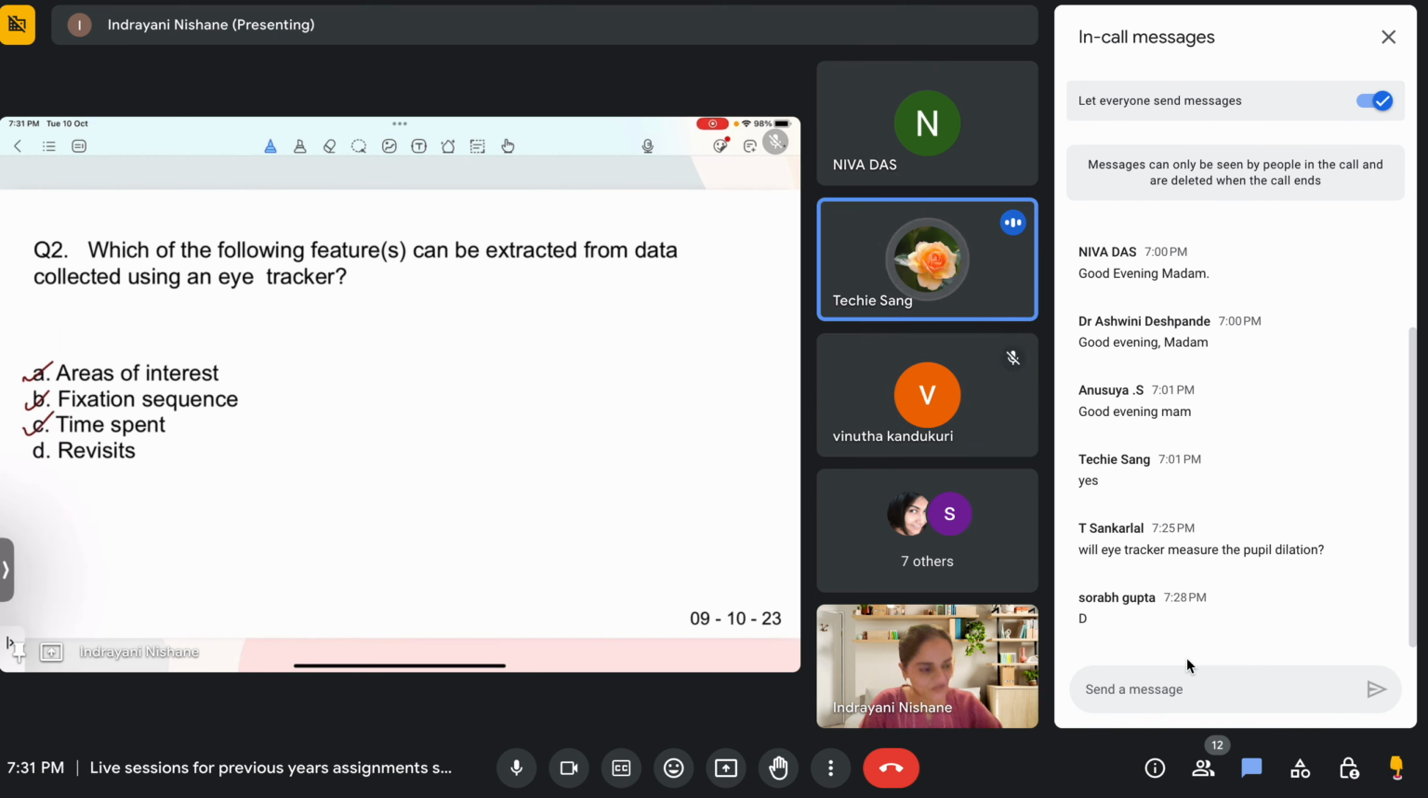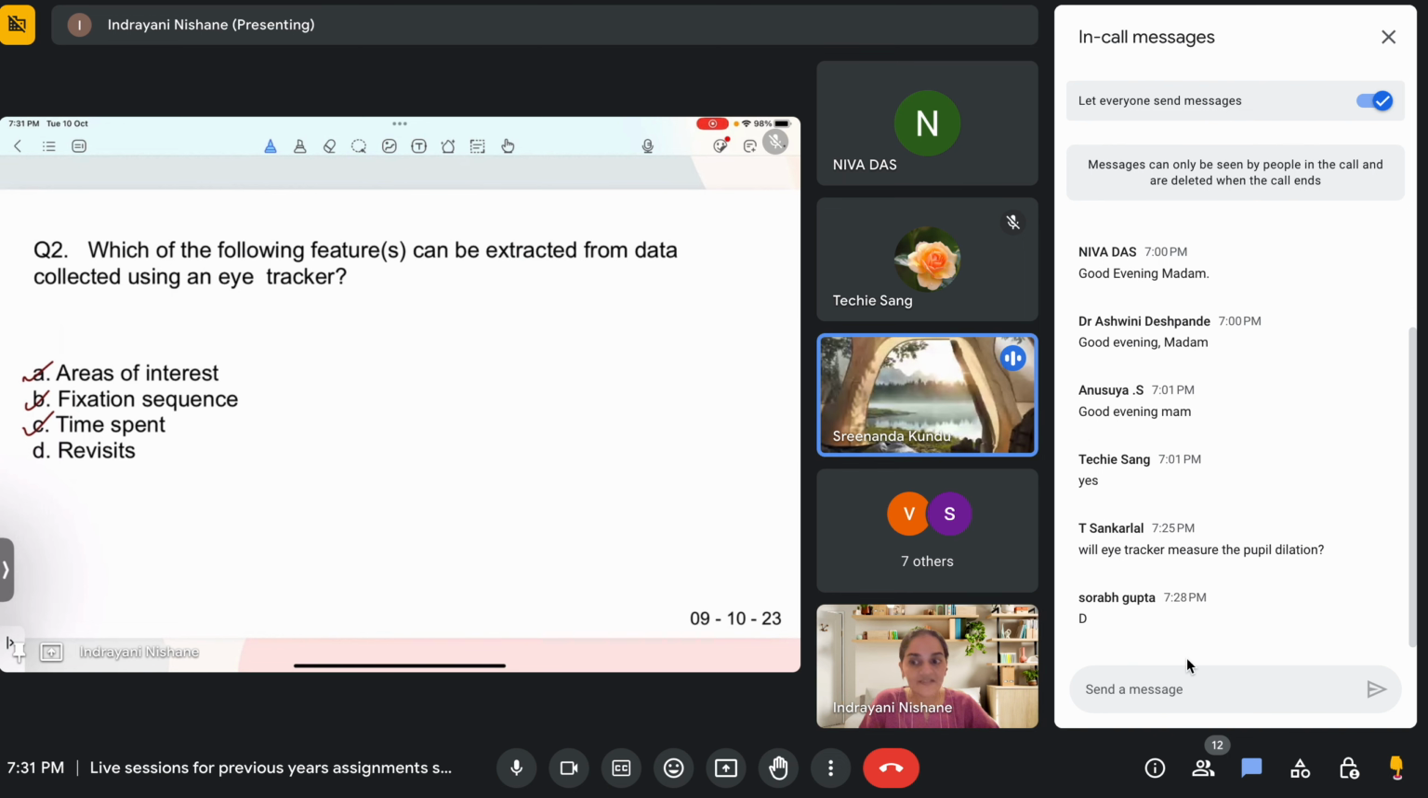Yes, time spent also can be. And what does your common sense say? Will revisits also be captured? Can we detect revisits? If I'm looking at a particular content or a particular row again and again, will that be captured? Yes, so all the options are correct for this question. We can capture everything: areas of interest, fixation sequences, time spent, and revisits also.